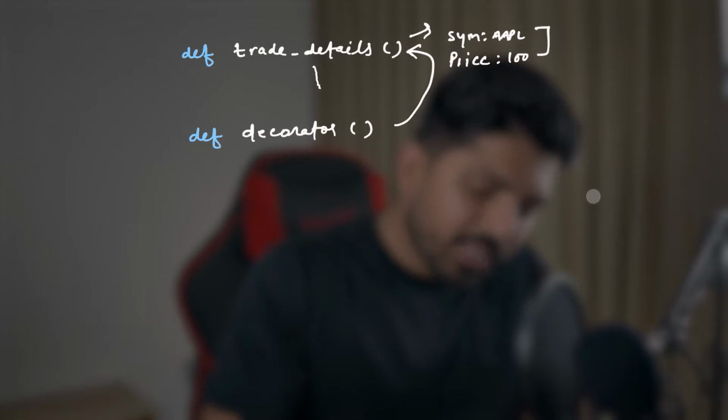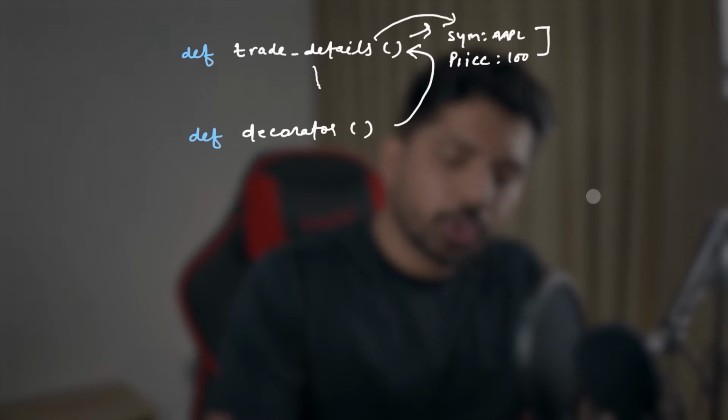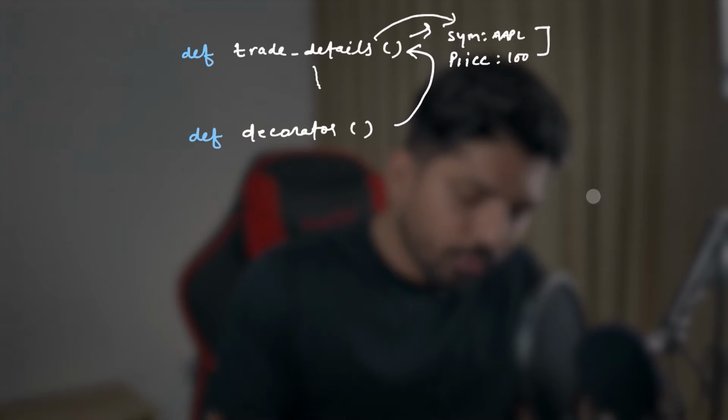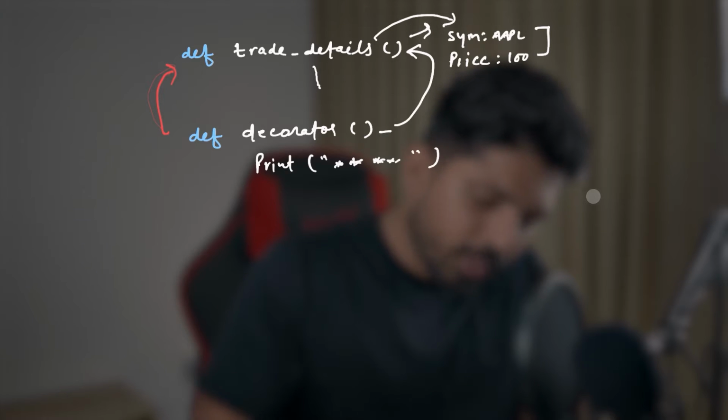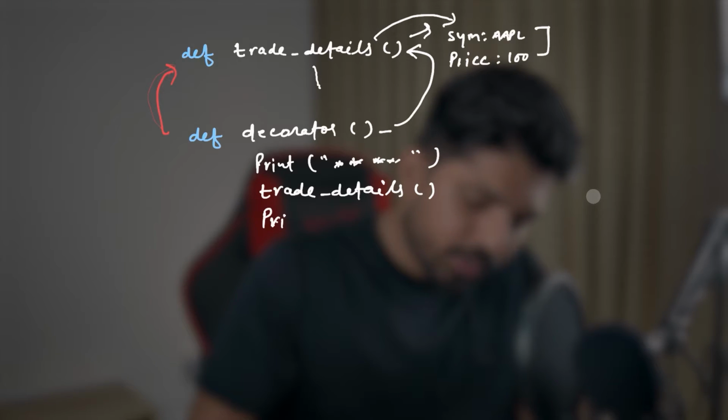So when we execute this function, it is printing out these details. But we want these details to be printed in a good manner. So we'll ask this decorator function to please decorate this function. It will print some decoration, let's say some stars here. Then it will call this function, so there will be a function call to trade details. And again, below it, it will print some stars so that it looks nice, simple.